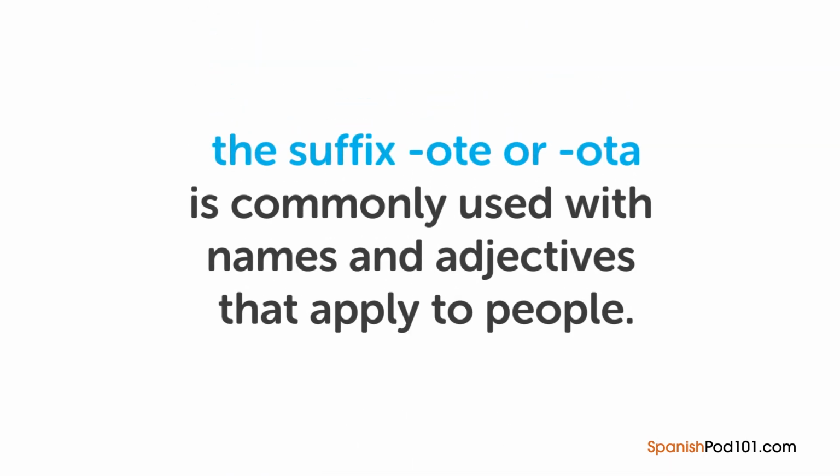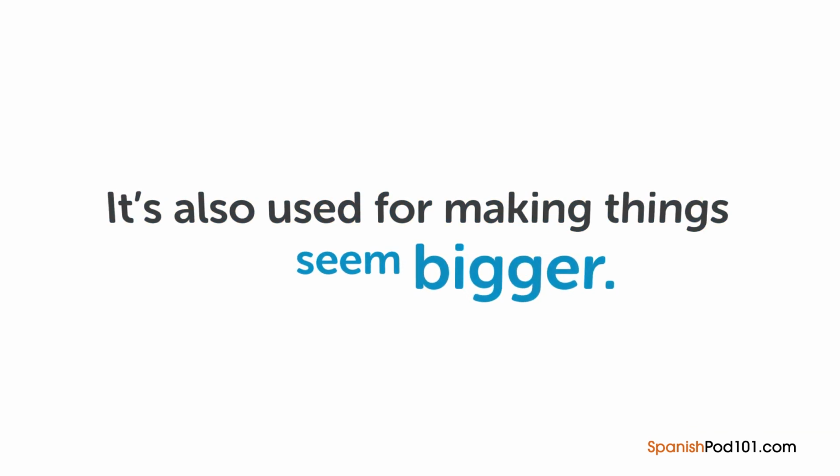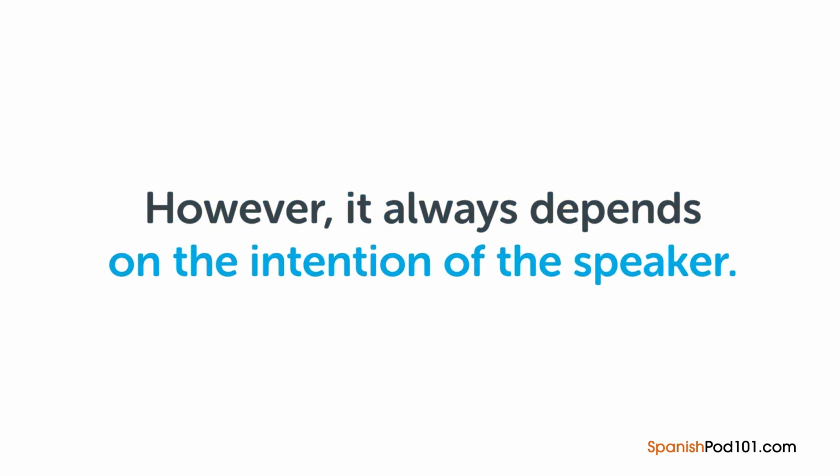Lastly, the suffix ote or ota is commonly used with names and adjectives that apply to people. It's also used for making things seem bigger. However, this one can have a more affectionate sense or can be a soft way of making fun of someone. However, it always depends on the intention of the speaker.